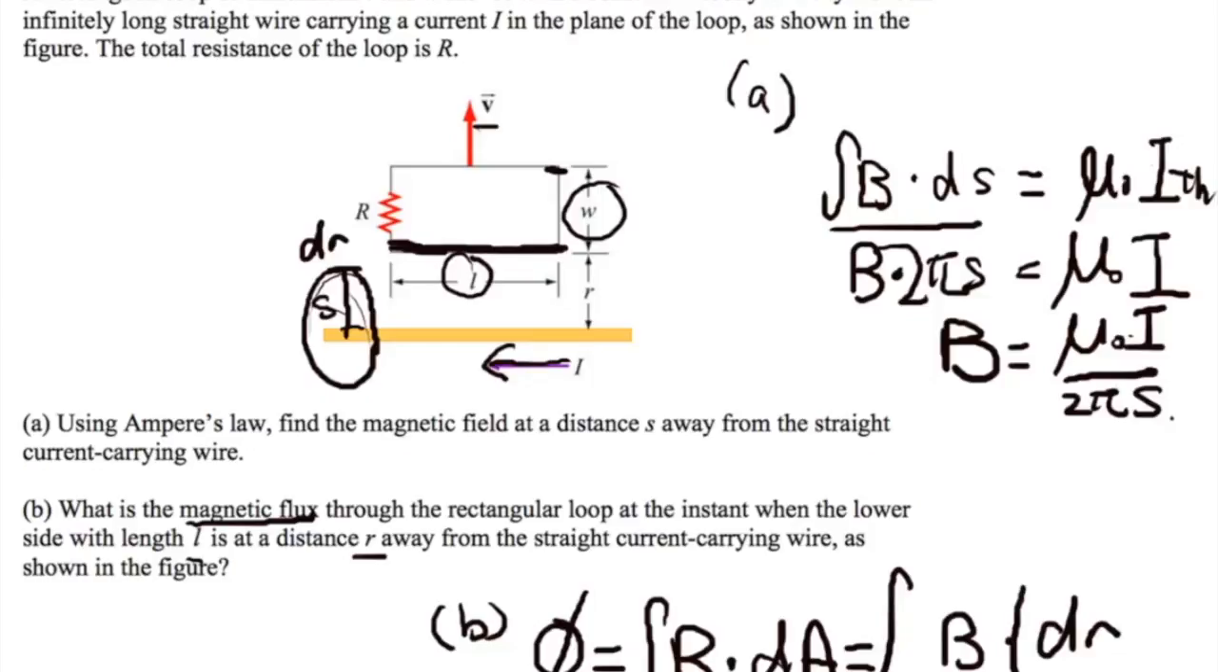And what about the two sides, the limits? Here we can see the r here is the lower limit, and the upper limit, you can see it's w plus this distance, which is r plus w. And now we can integrate this area and find that the magnetic flux equals to.